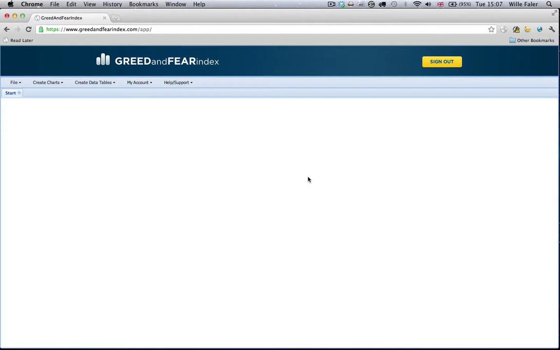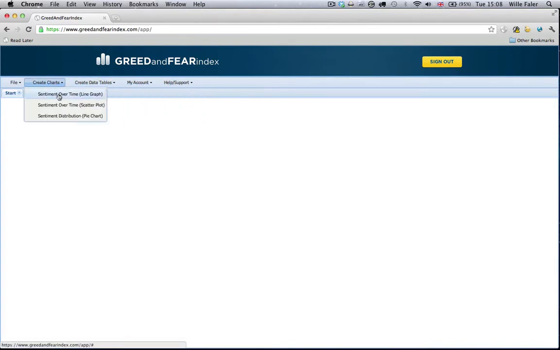GreedAndFearIndex is a service that analyzes and measures sentiment in the financial news and allows you to monitor how sentiment is moving and what companies are in the news. If you look at this screen, this is typically what you're met with when you sign in. The main features are all organized in these menus where you can choose what you want to do.